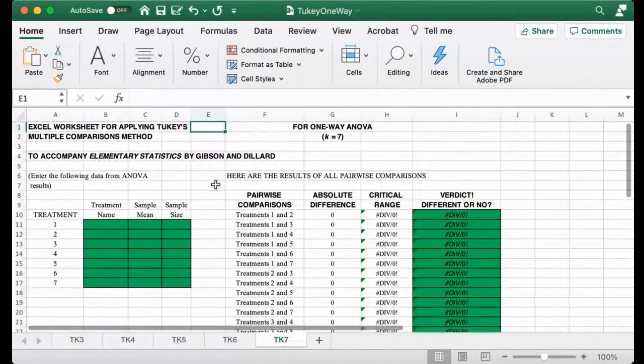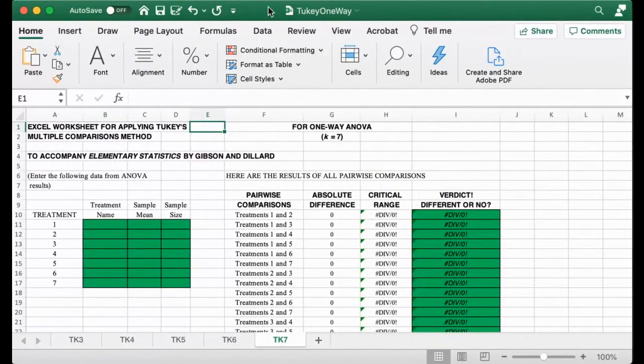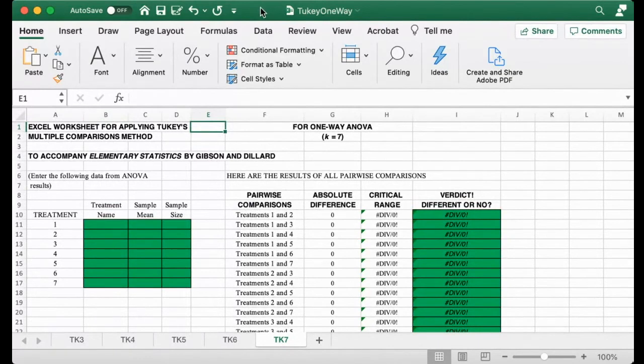Okay, great. All right. So you're only going to be able to fill out this Tukey worksheet by looking at the results from the ANOVA. Okay, so you're going to have to look at both of those at the same time. And let's share my screen so you can see.